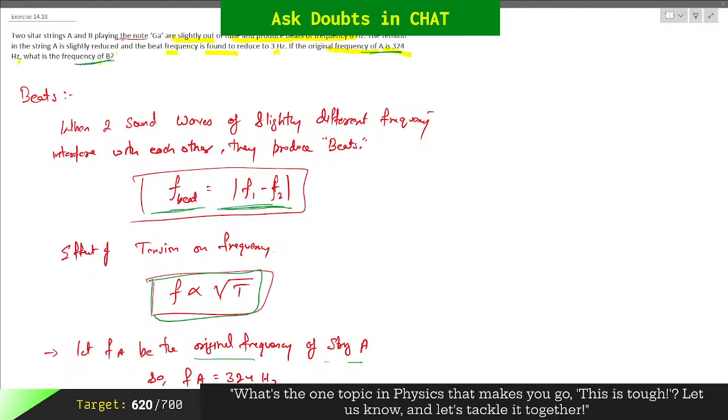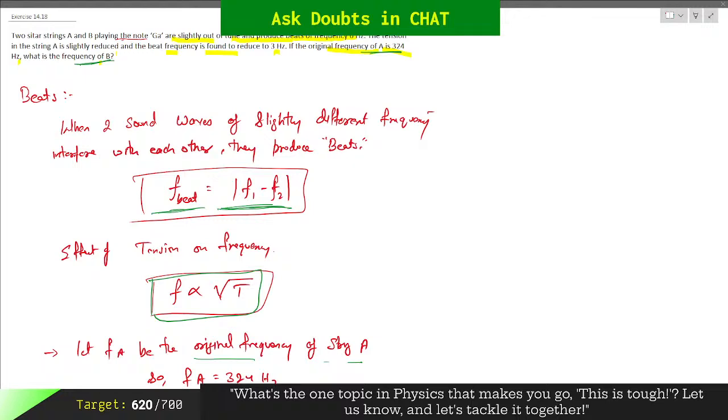So let us first know what is the beat. Beat is when two sound waves of slightly different frequencies interfere with each other, they produce the phenomenon known as beats. Now we have been given two strings, that is A and B. There is a beat between them, so we have been given that they both are playing the same note Ga with a beat frequency of 6 Hz.